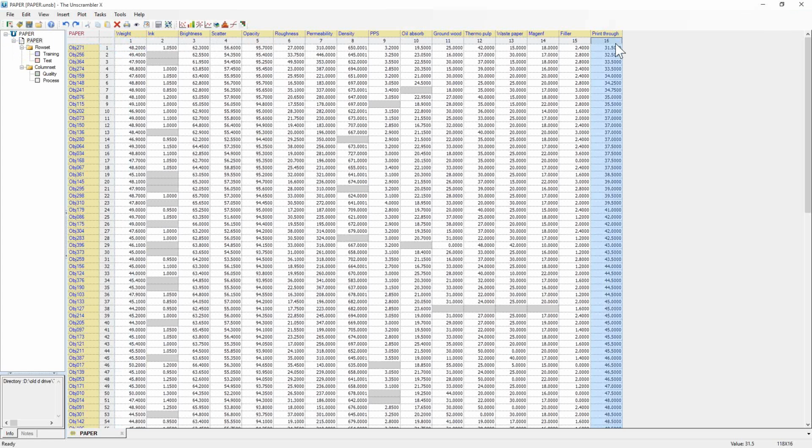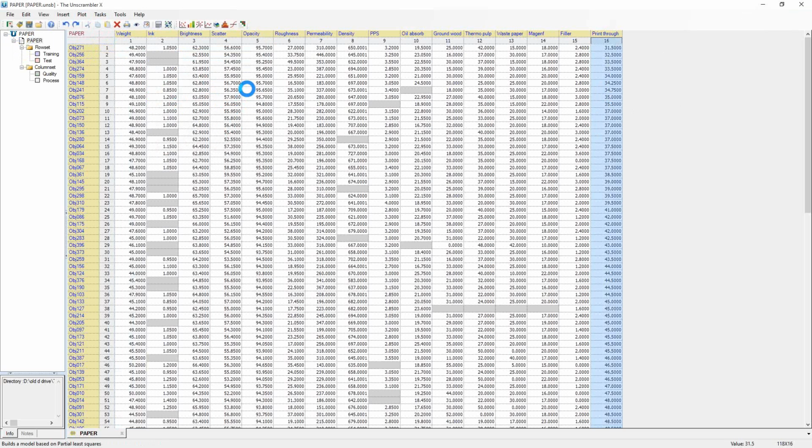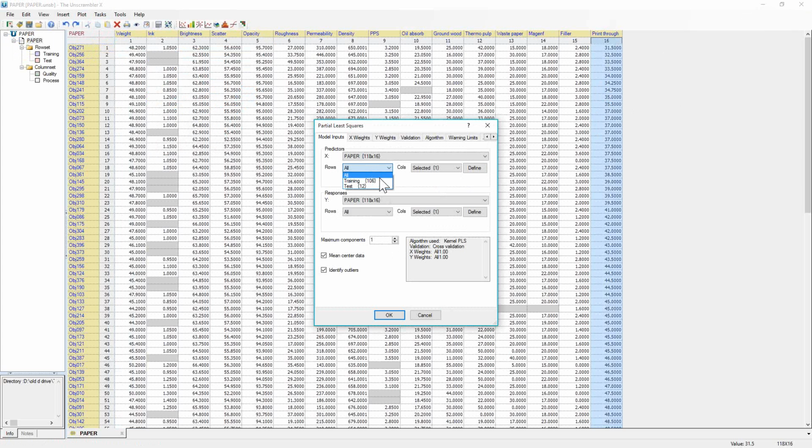And we're measuring all these things and we're wondering, can I use all of these measurements to predict this print through? Because maybe this is a difficult measurement to make, or it's expensive, or it's time consuming. So what we do is I can go under Tasks, Analyze, Partial Least Squares Regression, and I'm going to choose my training set. So I have this split into a training set and a test set. So we're going to build our model on the process data for our training information and use it to predict our quality.